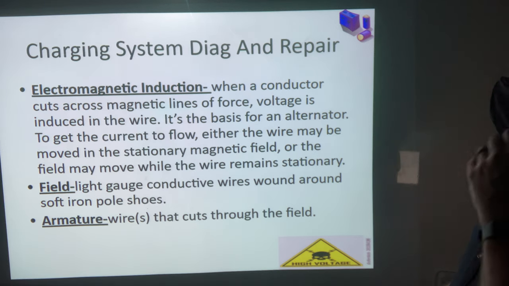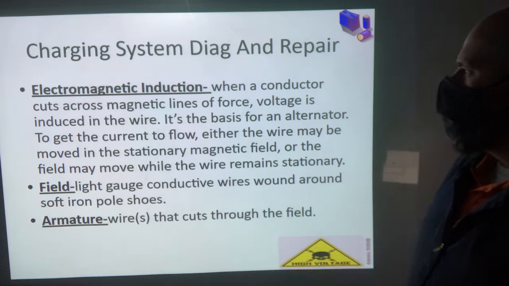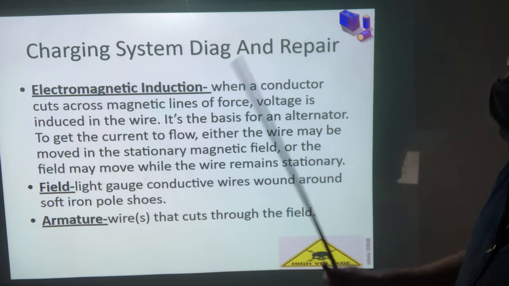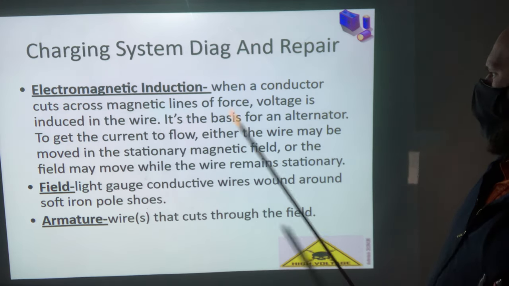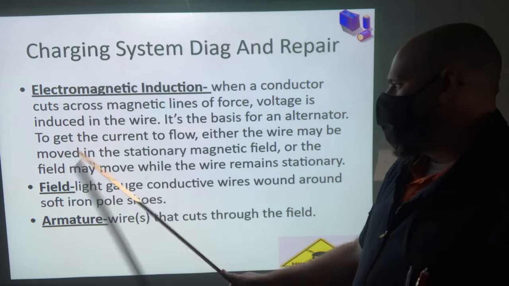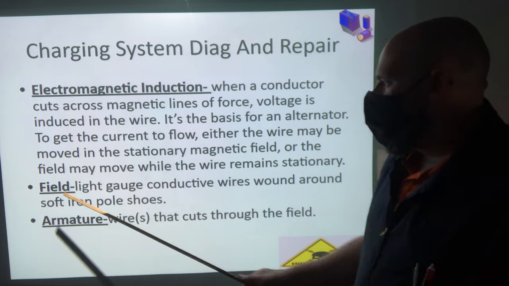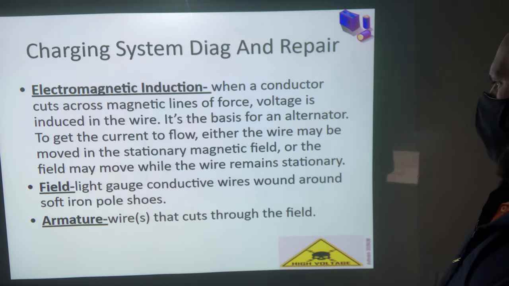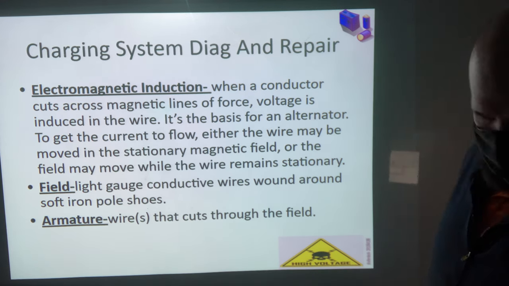Charging system damage repair, electromagnetic induction. When a conductor cuts across magnetic lines of force, voltage is induced in the wire. It's the basis for an alternator. To get the current to flow, either the wire may be moved in the stationary magnetic field, or the field may move while the wire remains stationary. Field: light gauge conductive wires wound around soft iron pole shoes. Armature: wires that cut through the field.